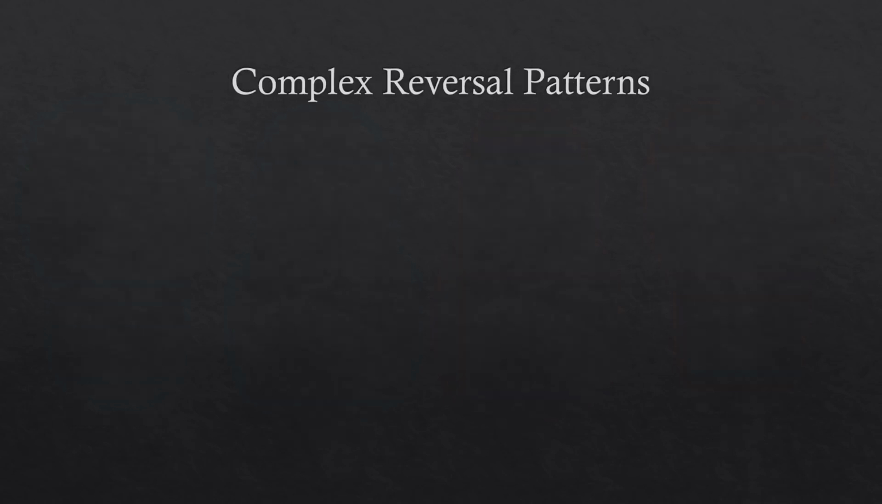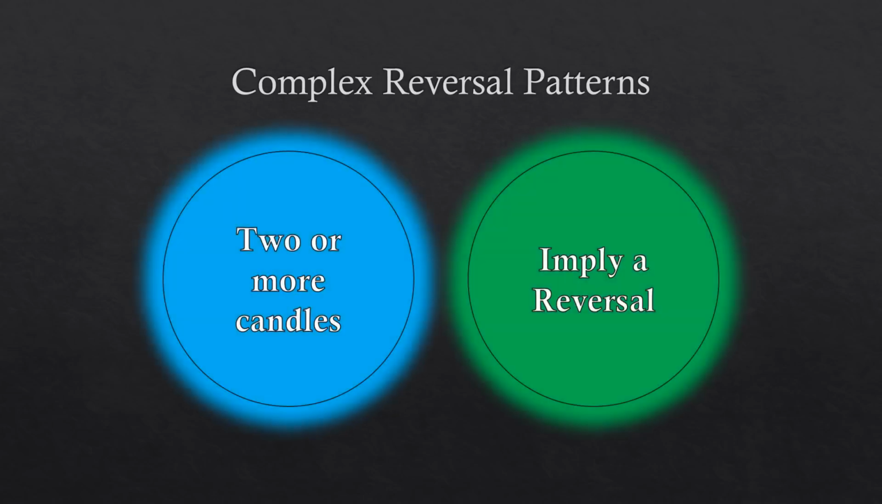Let's move on now to the complex reversal patterns, where we have two or more candlesticks forming a pattern that will indicate a reversal in the current direction of price. We'll start with the complex patterns that have two candles, and then we'll move on to the more complex patterns later. The first complex reversal pattern we are going to study is the bullish engulfing pattern.